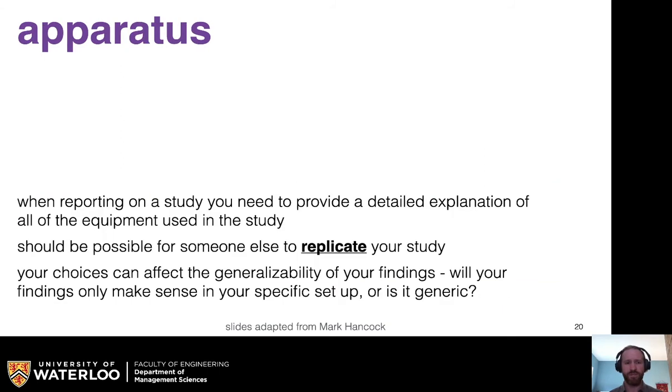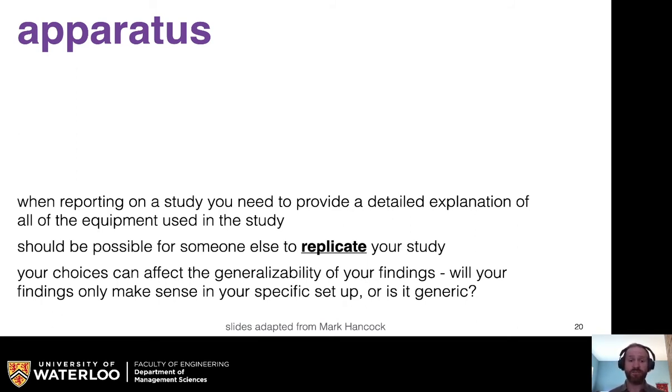When you report on your study, you need to provide a detailed explanation of all the equipment used in the study, known as the apparatus. It should be possible for someone else to replicate your study. This is the gold standard in reporting your methods. You write it in a way that anyone else could read your report and conduct that study as well.